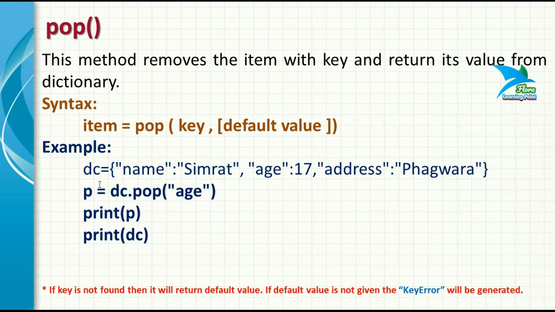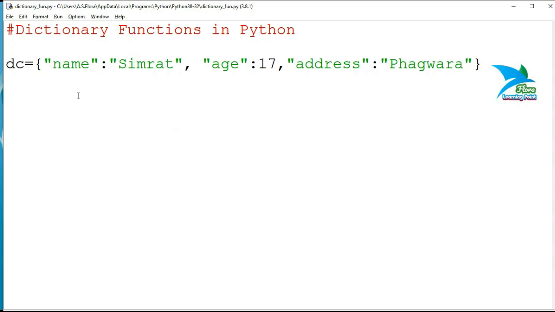Next we have the pop function. This method removes the item with the given key and returns its value from the dictionary. So it is used to perform two different actions. First it will return the value of the specified key that is passed as a parameter, and after that it will remove that key along with its value from the dictionary.